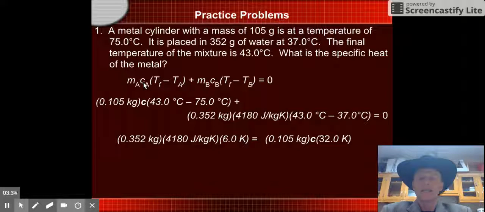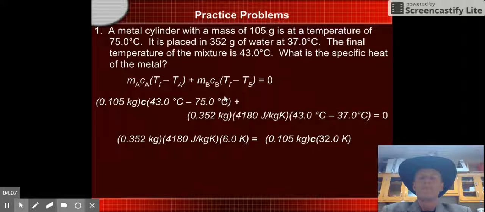The next item on our formula is C. All these sub A's are item A. We're going to call item A the metal cylinder. So we got the C. We don't know the C for the metal cylinder. That's what the question says. What's C? Specific heat symbol is C. What is the C for the metal cylinder? We don't know it. That's what it's asking us to find. So what's the final temperature? Well, that's going to be the same for both. That's 43. And the initial temperature of the cylinder, 75, minus 75.